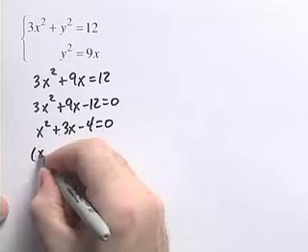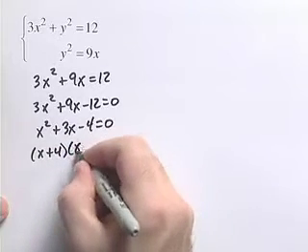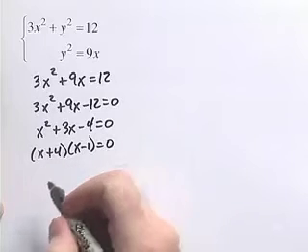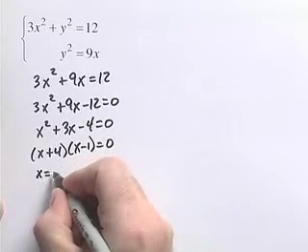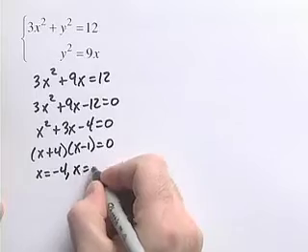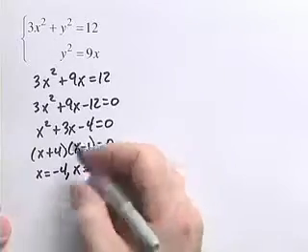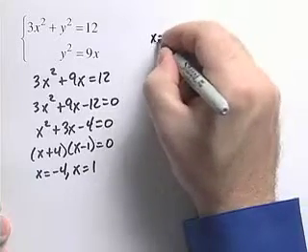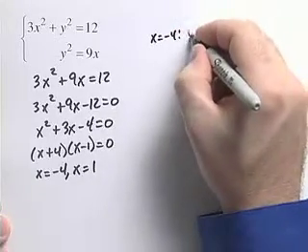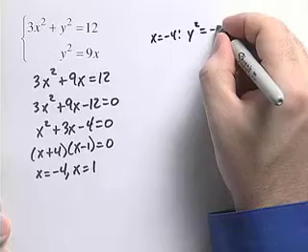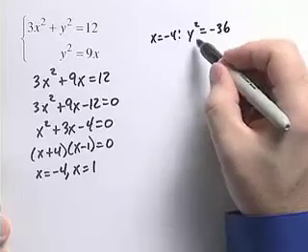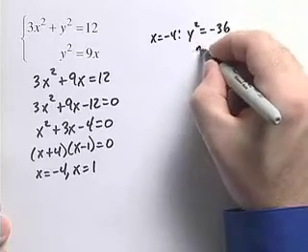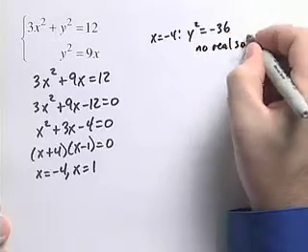We can factor that as (x plus 4) times (x minus 1) equal to 0. We set each factor equal to 0 and solve. That will give us x is equal to negative 4, or x is equal to 1. We need to now use these values in our second equation. If we use x equals negative 4, we'll get y squared is equal to negative 36. Since there is no real number that we can square and get a negative value, this has no real solutions.